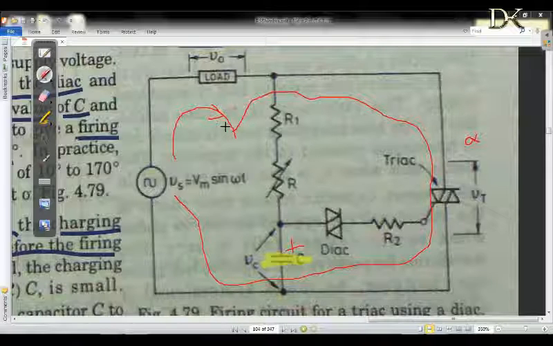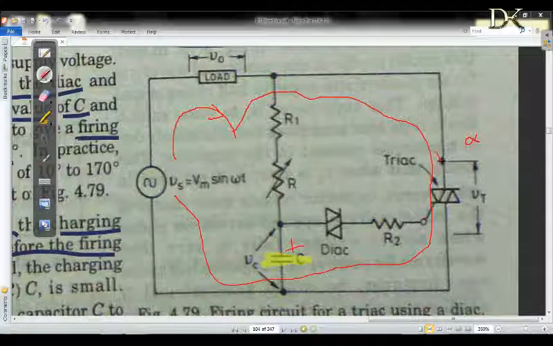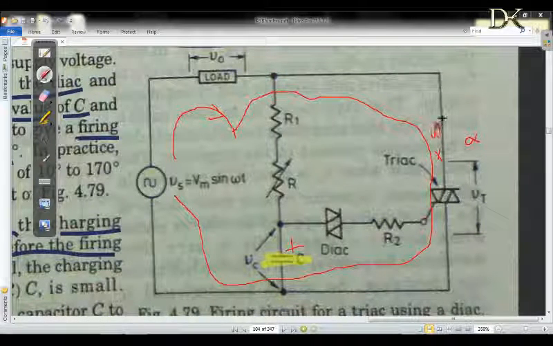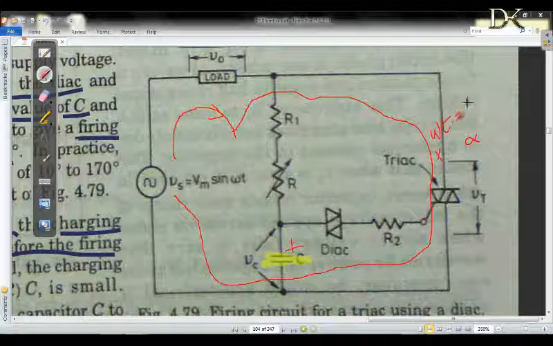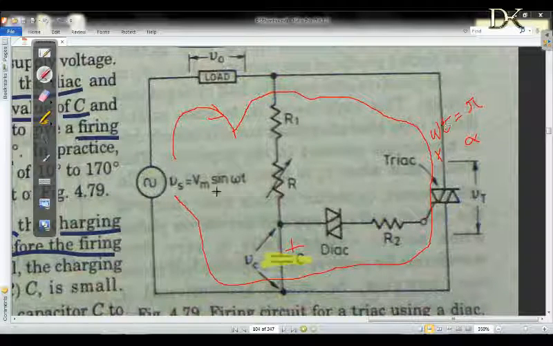After the triac turns on at the firing angle alpha, the source voltage appears across the load during the positive half cycle, that is for pi minus alpha radians. And when Vs becomes 0 at omega t equal to pi, the triac turns off.